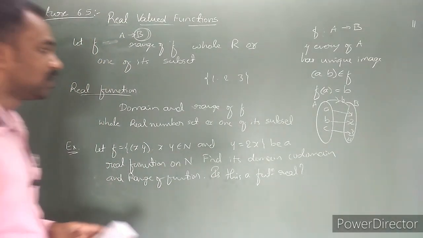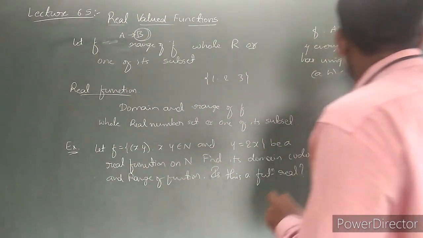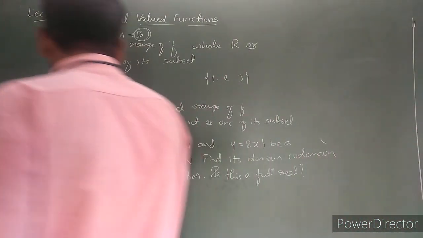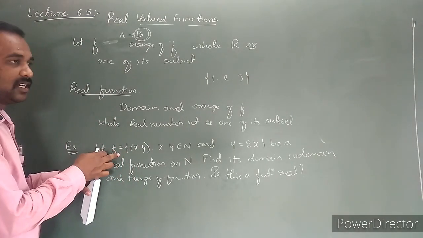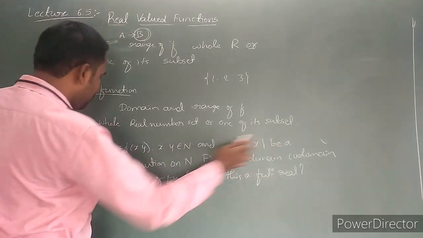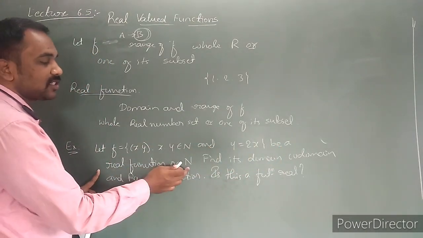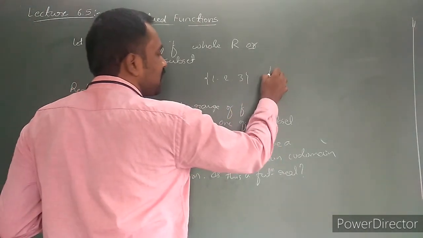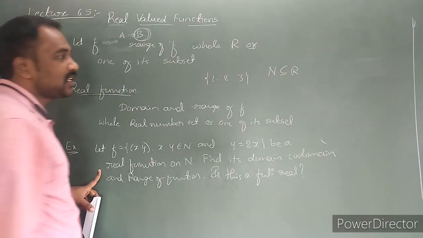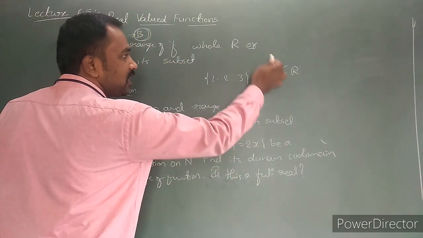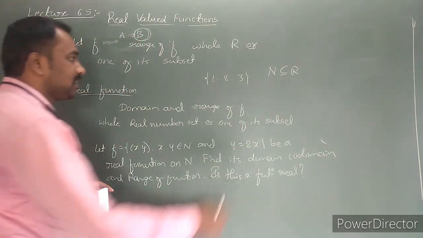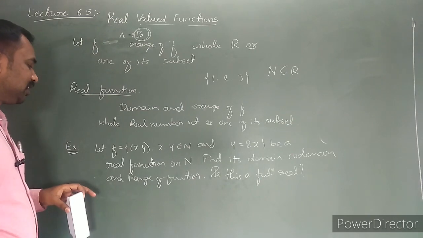What is the example they have given? Here f is a function. That means a relation is given. They are telling that it is a function, and that it is a real function on the set of natural numbers. Can I say that the natural number set is a subset of the real numbers? Yes, obviously. All the elements of the natural number set are contained in the real number set, so the natural number set is a subset of the real numbers.